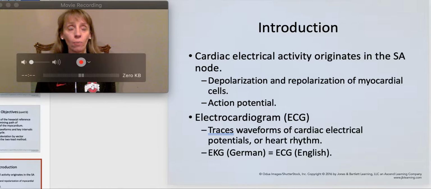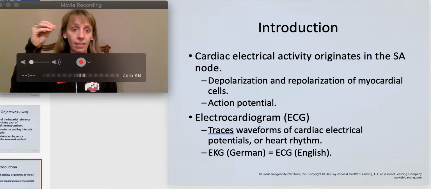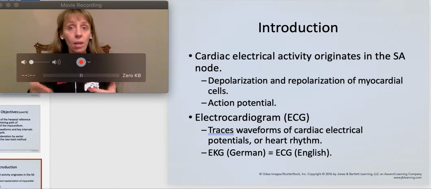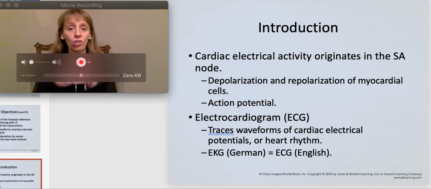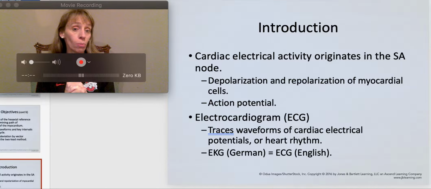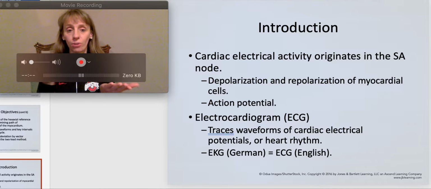So in a nutshell, when we have the SA node, which we call the pacemaker of the heart, that SA node is located up in the right atrium, and it is going to send the signal for the cells to depolarize. So once the SA node gets excited, it's going to send the conduction down to the AV node, and we want to be able to tell when the heart is contracting if the beats that are originating in the SA node, sending the action potential down to contract the myocardium, are in what we call normal rhythm.